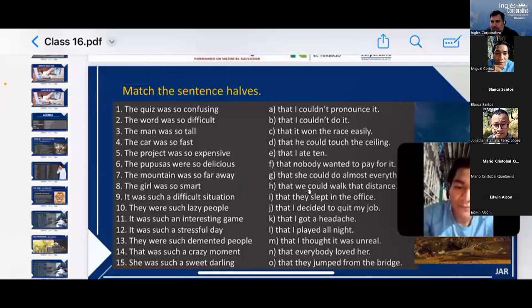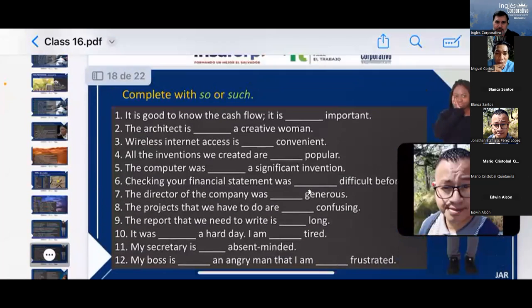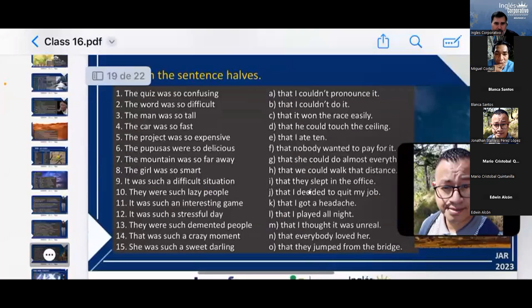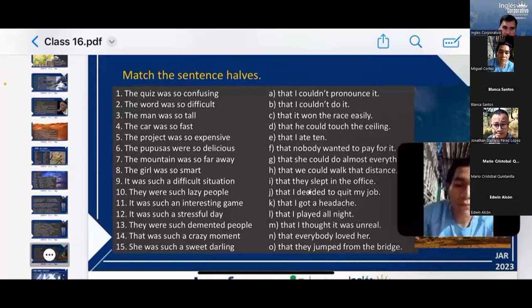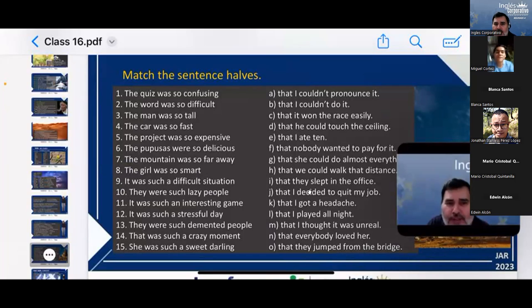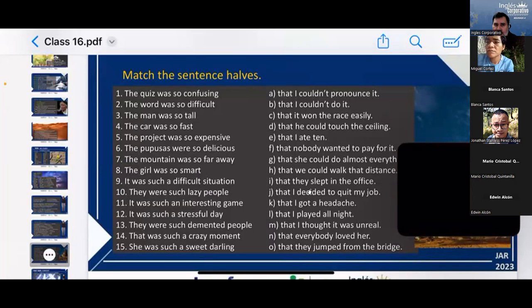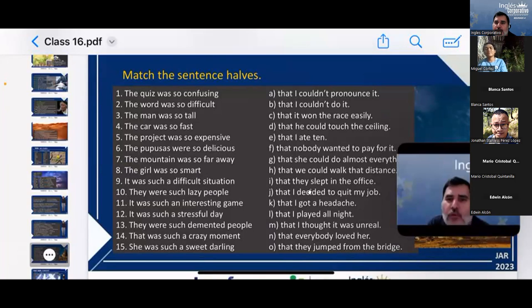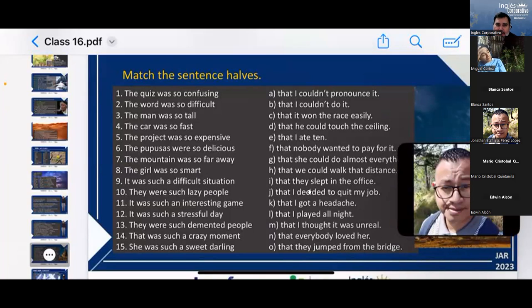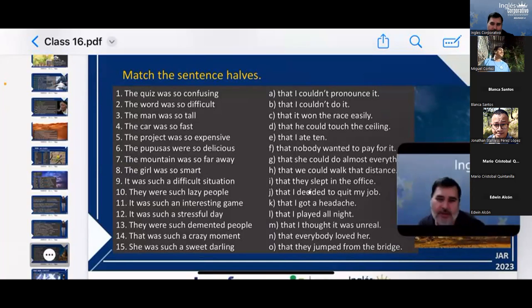Match the sentences. The quiz was so confusing that I couldn't do it. So B. The work was so difficult that I couldn't pronounce it. One B and two A.